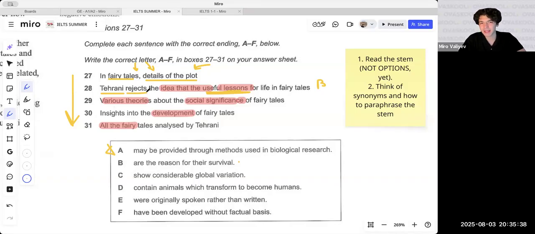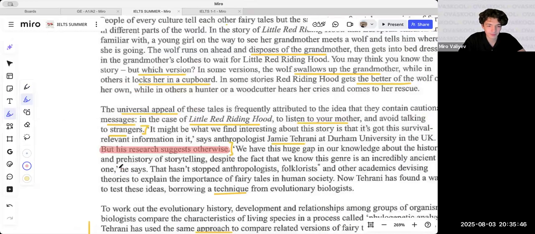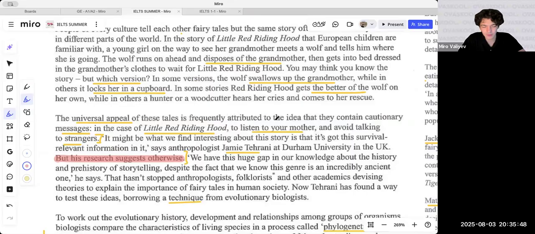I think it doesn't really make sense, and B is the only option that actually does. Take a look here again. The universal appeal of these fairy tales is frequently attributed to the idea that they contain a cautionary message. Universal appeal, so everyone likes those tales. And why do we like those tales? Because there is a certain established notion that they contain cautionary messages, useful lessons, like listen to your mother.